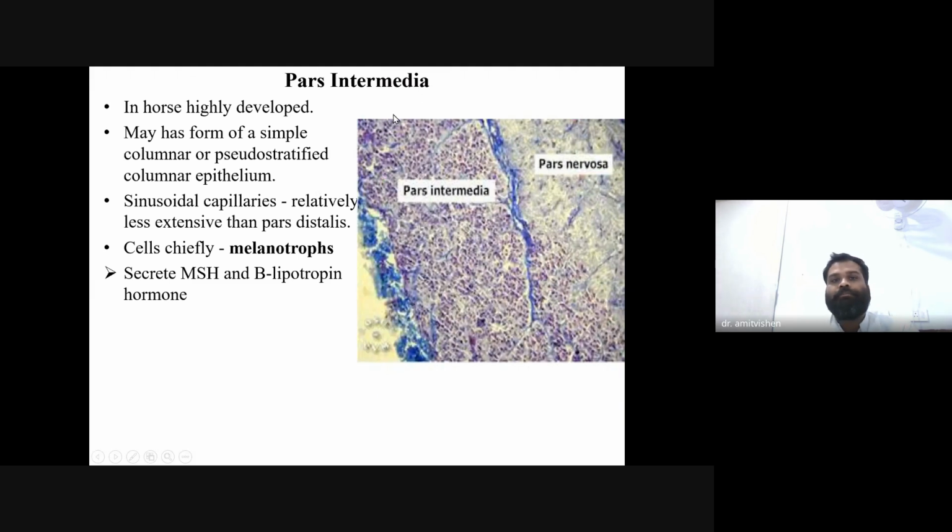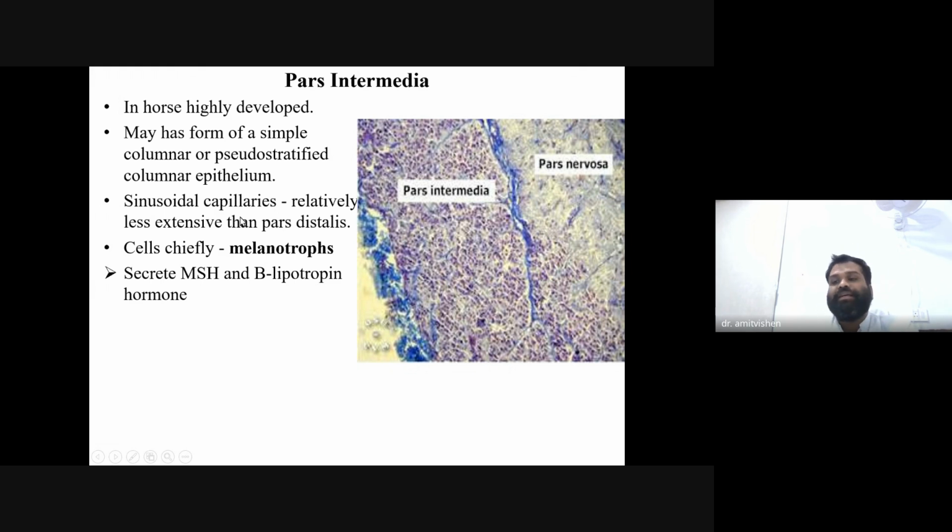And if I talk about the pars intermedia, in the case of the horse, this pars intermedia is well developed, and it may be formed of a simple columnar epithelium or pseudostratified columnar epithelium. You can see here how the pars intermedia is present, and this is the Masson's trichrome stain that is used in this diagram, and you can see the collagen fibers here, and this is the pars nervosa part.